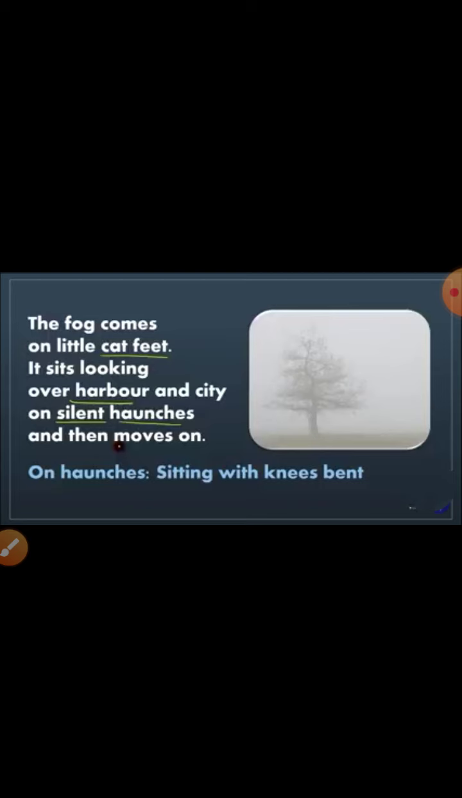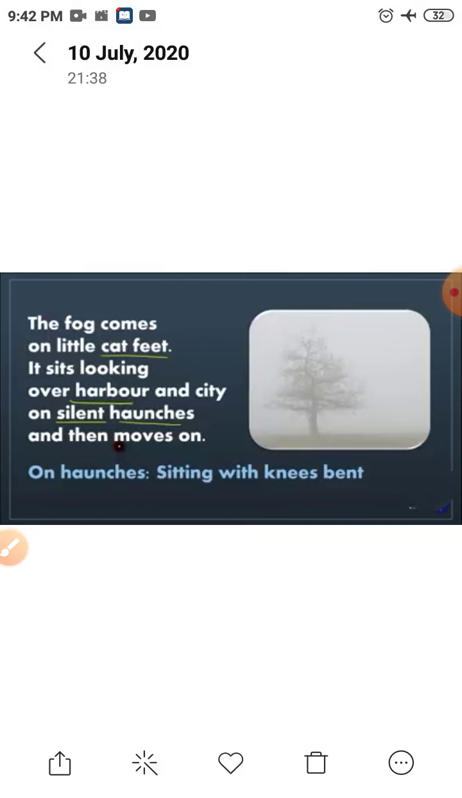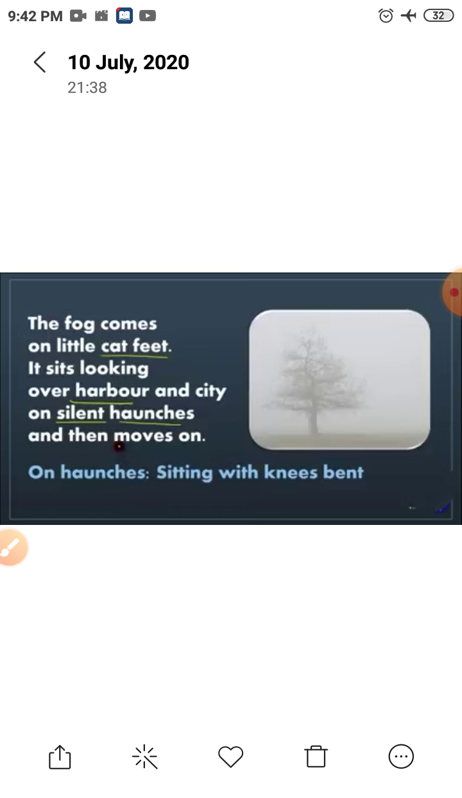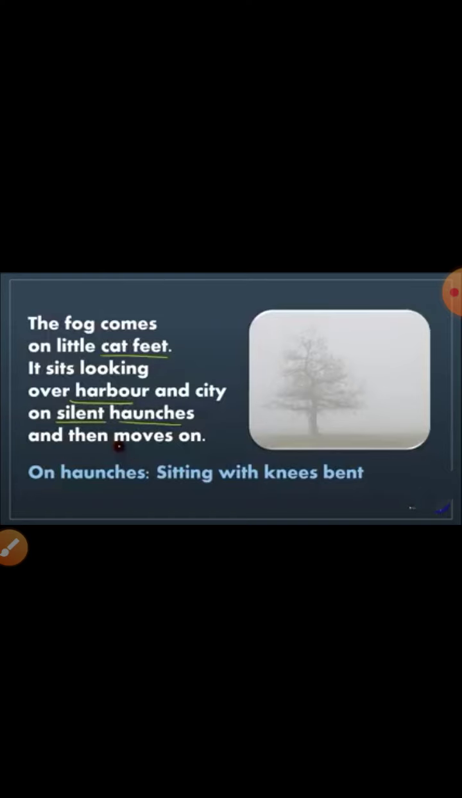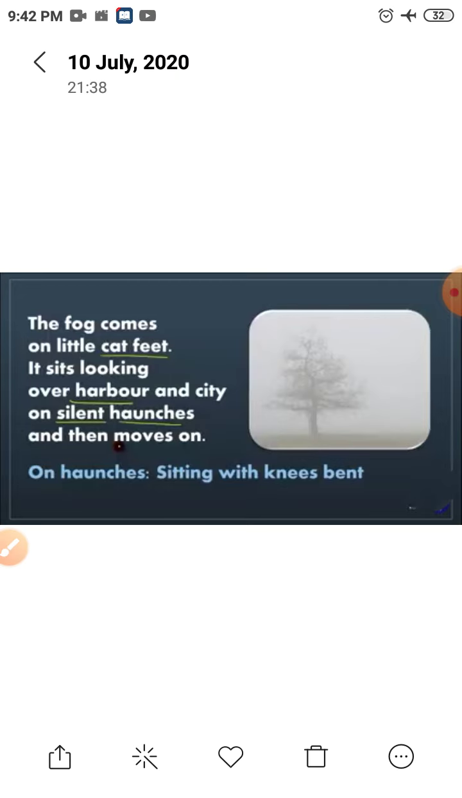The fog comes on little cat feet. It sits looking over harbor and city on silent haunches and then moves on. On haunches, as I have told you, means sitting with the knees bent. And harbor means the port, a place where the ships load and unload goods. Now we will just explain this poem.